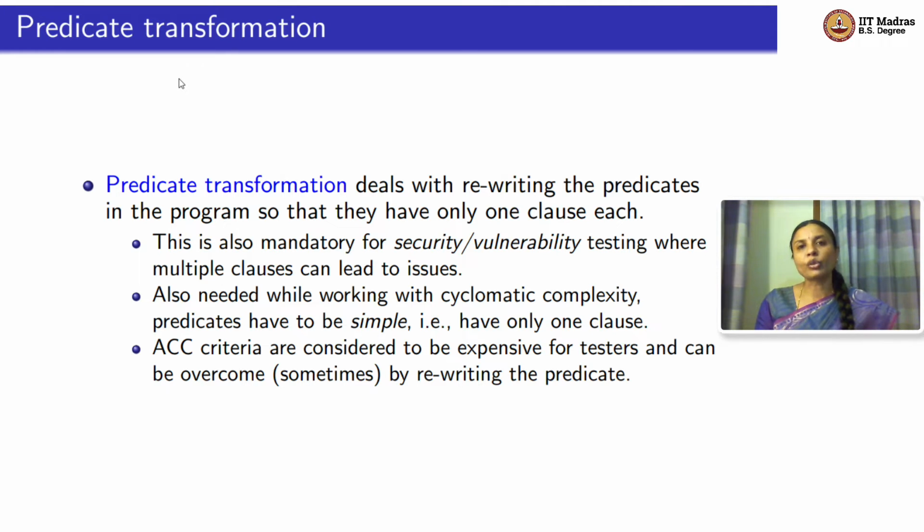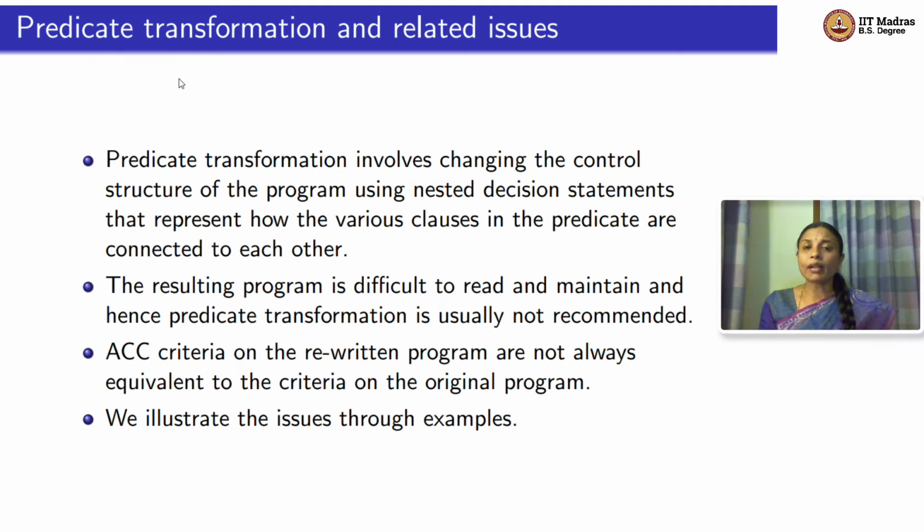That is, the predicates have to have one clause, and then we derive the cyclomatic complexity. Similarly, the other reason, as I just told you a little while ago, is that sometimes if the predicate is too complex, ACC criteria can become expensive for predicates. One way of overcoming implementing active clause coverage criteria is to rewrite predicates to have one clause. So predicate transformation is a standard practice that people do for one or more of the reasons cited here. So what does predicate transformation do?